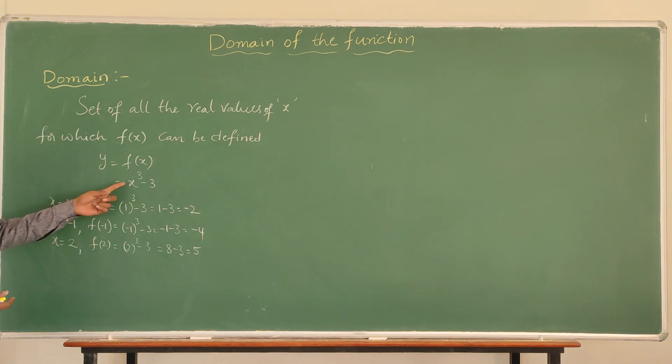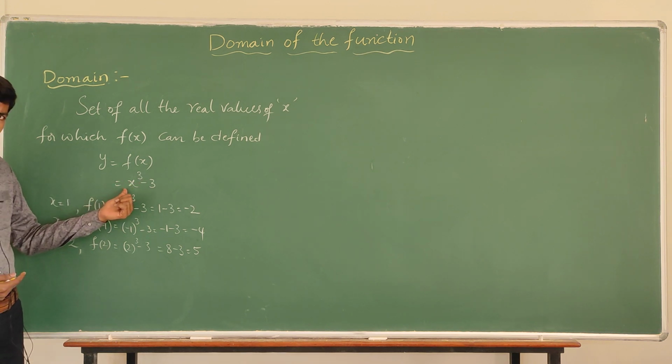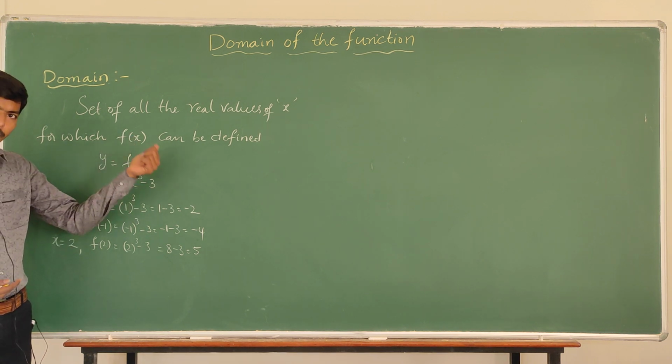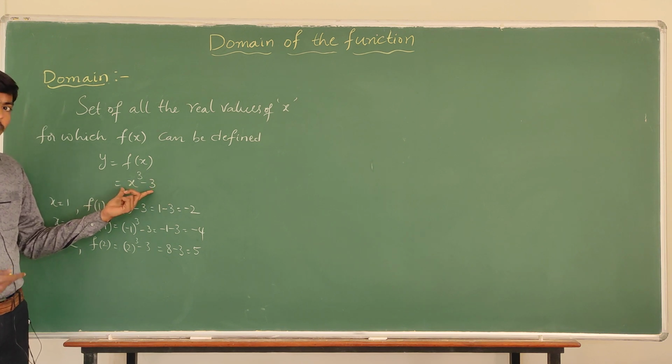Okay. So suppose in this example x cube minus 3, in the x place if you substitute any real number, for all those real numbers of x, the value of this function is always a real number. That means for all the real values my output is a real number, which means for all the real numbers my function can be defined. x cube minus 3 can be defined.